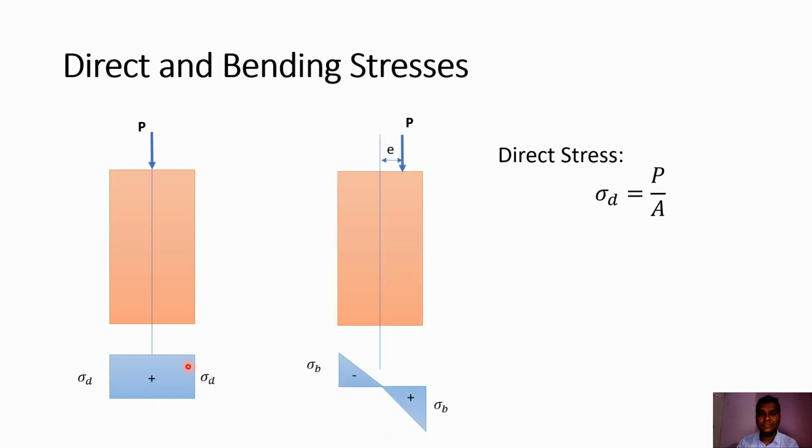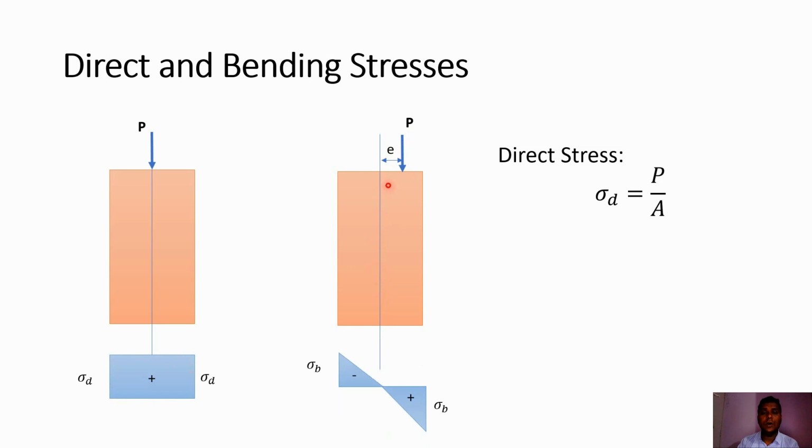Now let us see the next case. Here the load is acting at some distance from the axis of this column. This load P is acting at a distance e from the axis of this column. It is called eccentricity. So this load P is eccentric about the axis of this column.